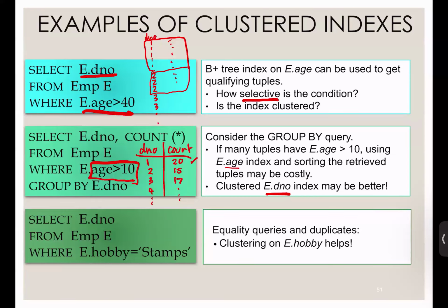Right. Okay. And next one, I want to list out the DNO of employees whose hobbies equals stamps. So here, if I index on hobbies, I can go directly to stamps, and then I get only people with stamps as a hobby, and then I list out the DNO.